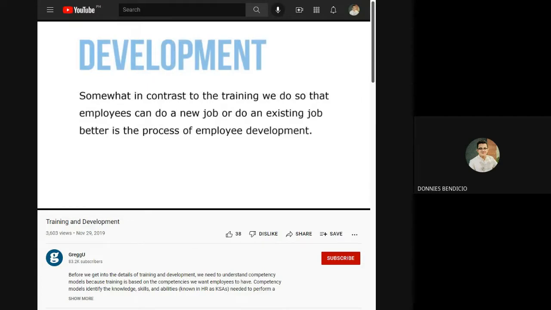Somewhat in contrast to the training that we do so that employees can do their job or do an existing job better is the process of employee development. Both colleges and corporations have been criticized for not doing a good enough job of developing business leaders. This is one of the reasons why this course focuses on developing HR skills, not just knowledge.